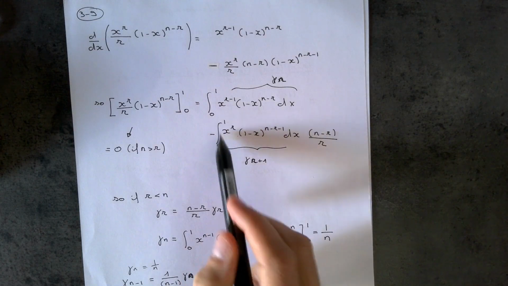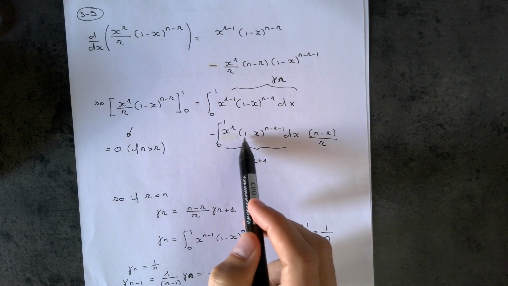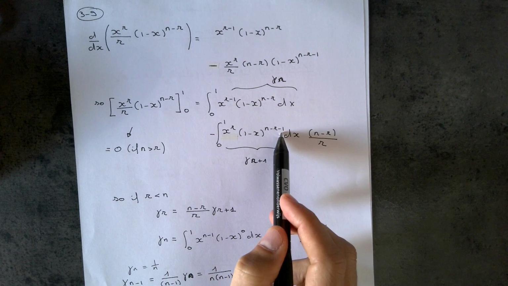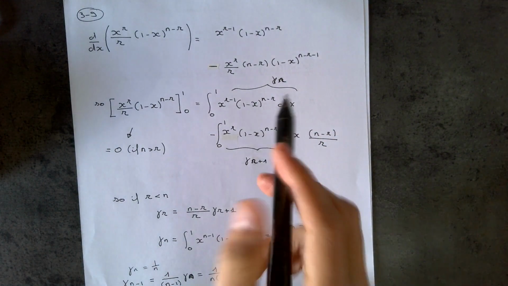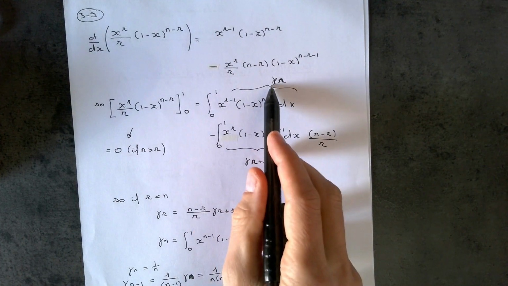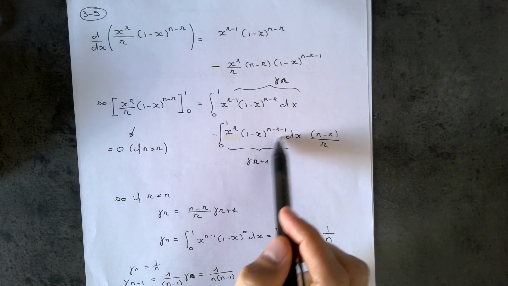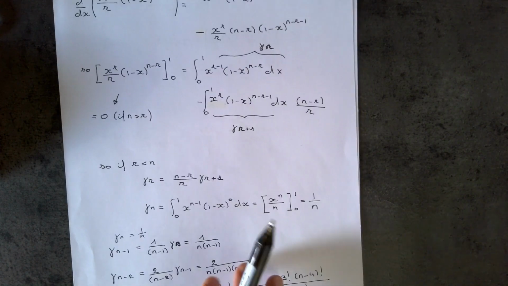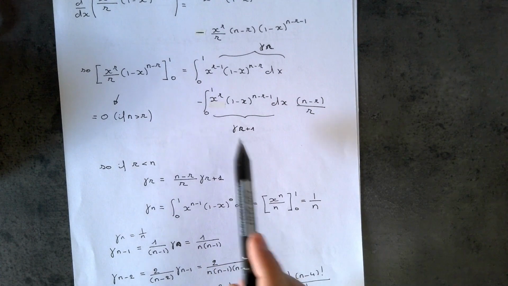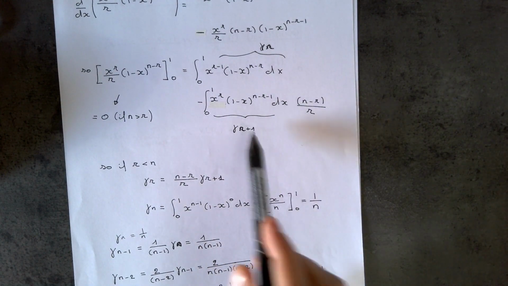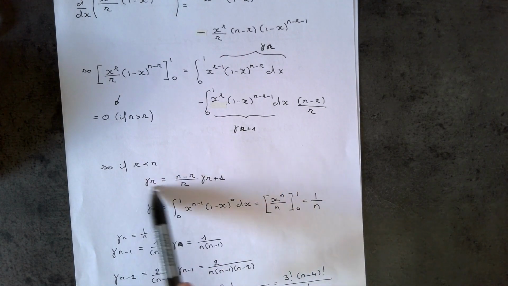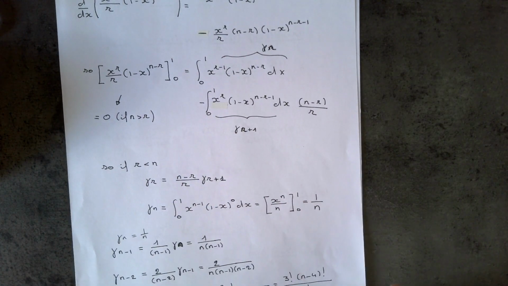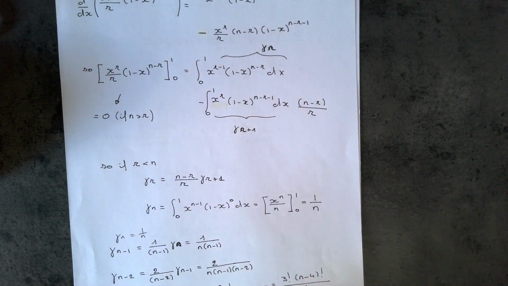And then minus the integral from 0 to 1 of x to the power r, 1 minus x to the power n minus r minus 1, multiplied by n minus r divided by r. And if you change here r to r plus 1, basically you get this expression here. So if r is smaller than n, what do we have? We have that gamma r is equal to n minus r divided by r times gamma r plus 1. So we get this recursive equation right here. This is for r smaller than n.